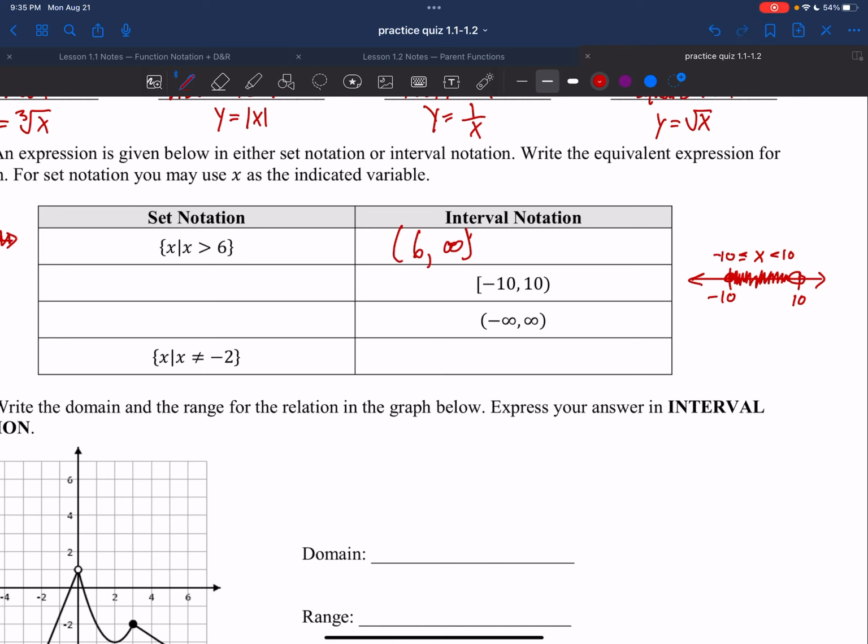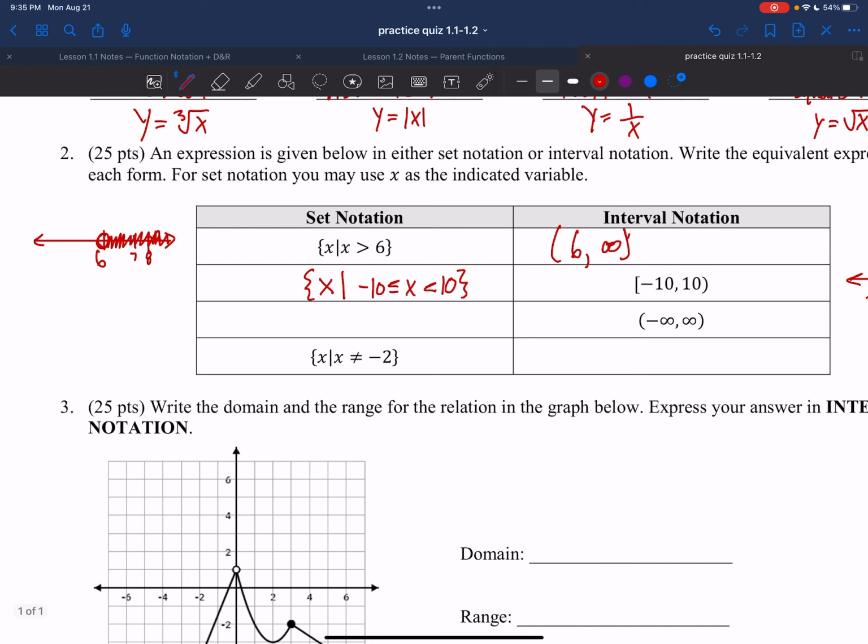There we go. Subset notation, right? I do a little curly bracket. I say x such that negative 10 is less than or equal to x is less than 10. Beautiful.